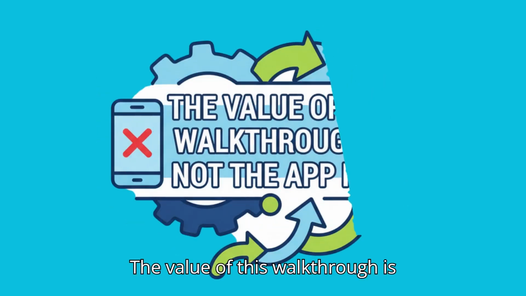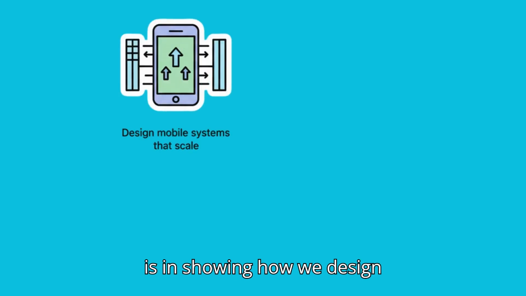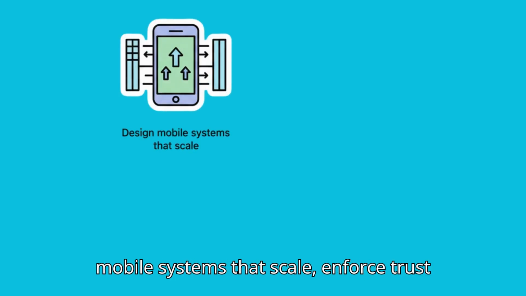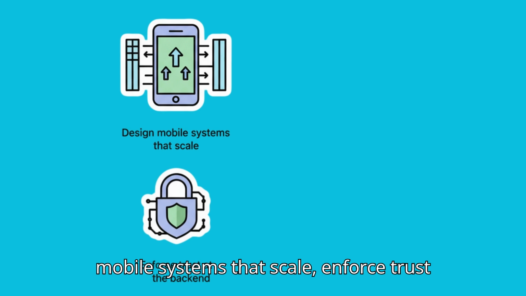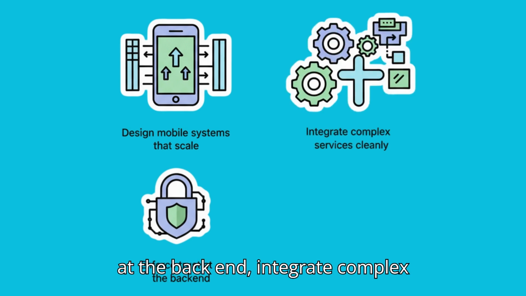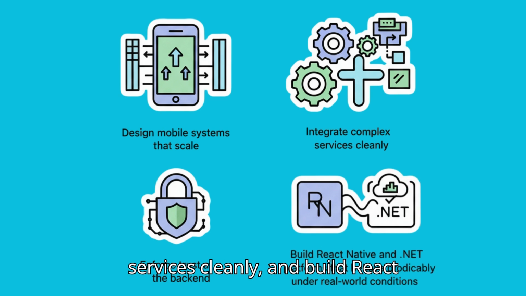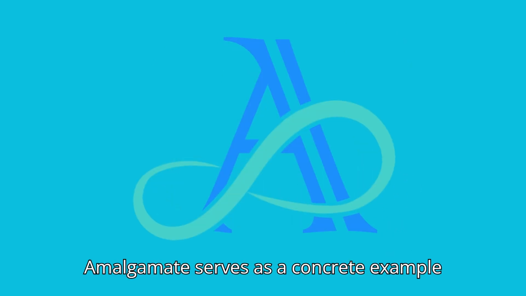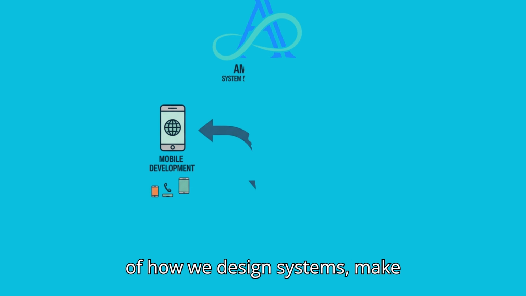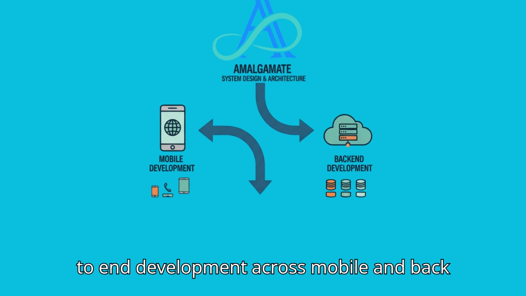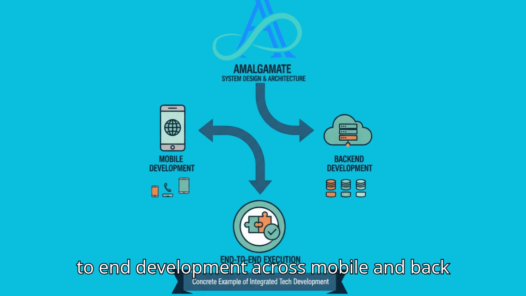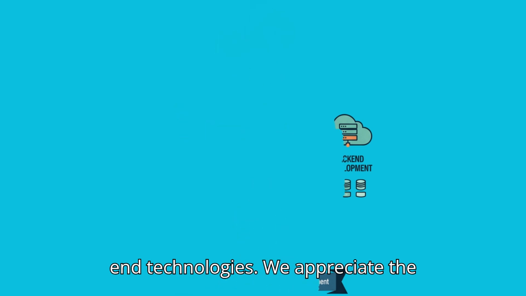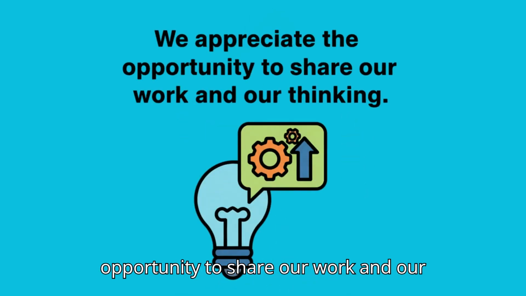The value of this walkthrough is not the app itself. The value is in showing how we design mobile systems that scale, enforce trust at the backend, integrate complex services cleanly, and build React Native and .NET platforms that behave predictably under real-world conditions. Amalgamate serves as a concrete example of how we design systems, make architectural decisions, and execute end-to-end development across mobile and back-end technologies. We appreciate the opportunity to share our work and our thinking.